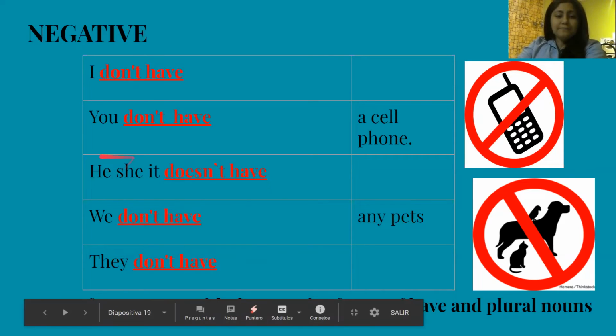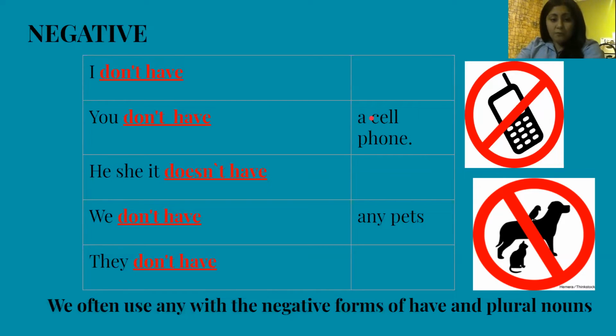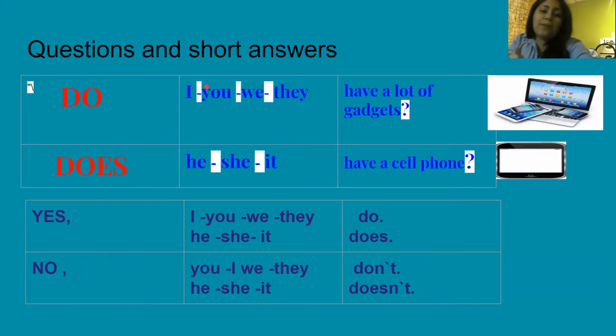We often use any with the negative forms of have and plural nouns. Okay, for example, we don't have any pets. We often use any with the negative form of have and plural forms. Okay, so now we're going to study about questions.